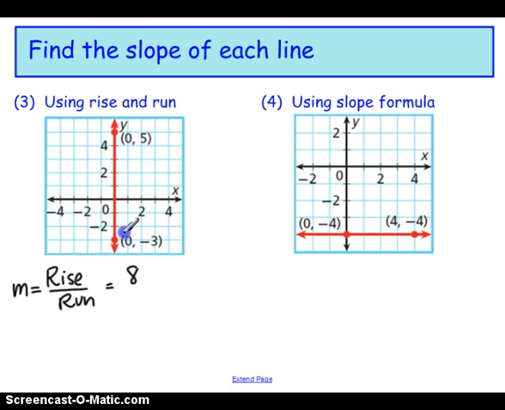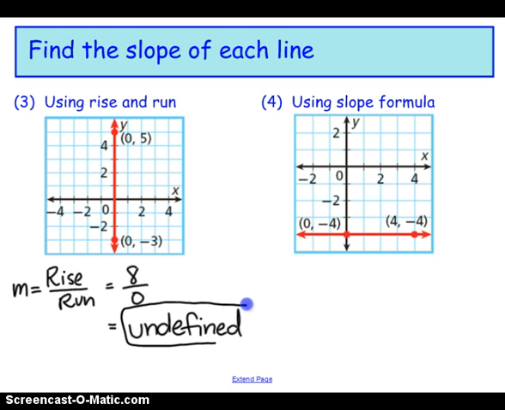Now for the x's, I'm not going over at all. I'm starting at 0 and then I'm not going over. So that means that the run is actually 0. So I have 8 over 0. And when I have 8 divided by 0, you can't divide by 0. So what we need to say is that the slope is undefined. It actually turns out that the slope of all vertical lines is undefined. So you should write this down, in addition to saying that this is going to be the case for any vertical line. You can automatically say that its slope is undefined.